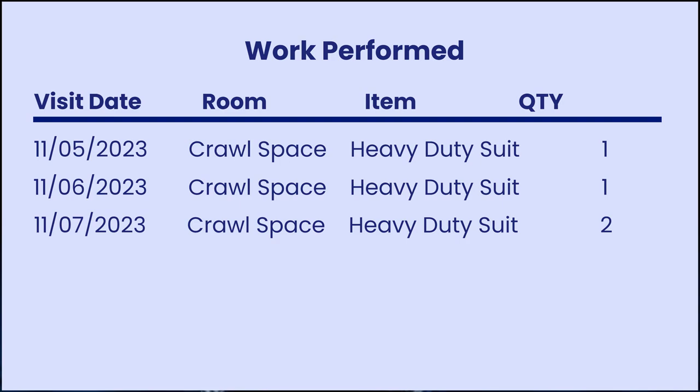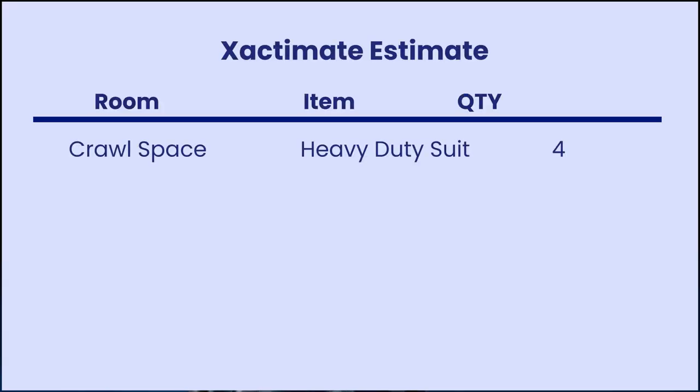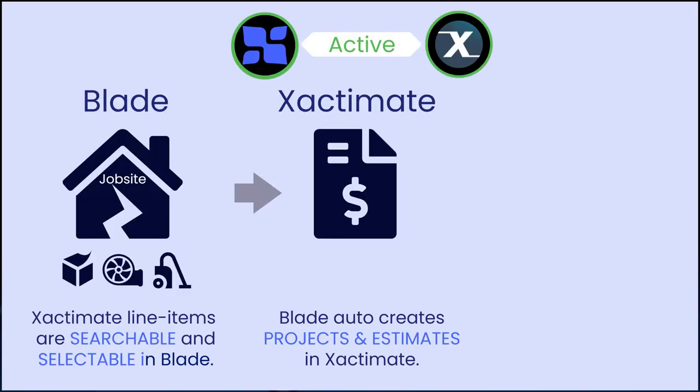Blade maintains a record of the work performed, supplies consumed, and equipment used each day of the job, so you can see and evaluate the work performed at the job site each day. When you upload Blade data to Xactimate, Blade intelligently combines these line items in each room. So, in our example, the Xactimate estimate will have a single line item for heavy-duty suit with a quantity of 4.